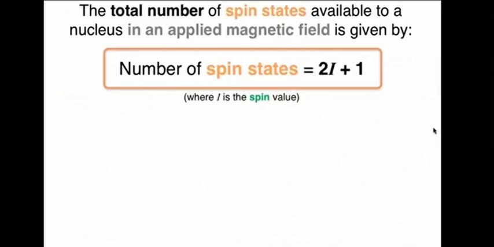The total number of spin states available to the nucleus in an applied magnetic field is given by the number of spin states, that is, to determine how many orientations there are, aligned and opposed. There is a formula, 2I plus 1. For proton NMR, the I value is half, hence only two orientations are possible.